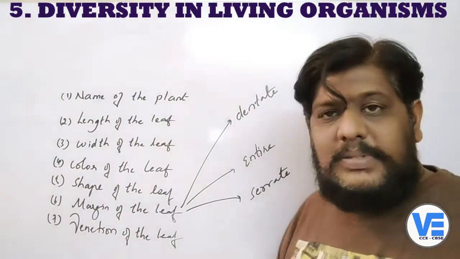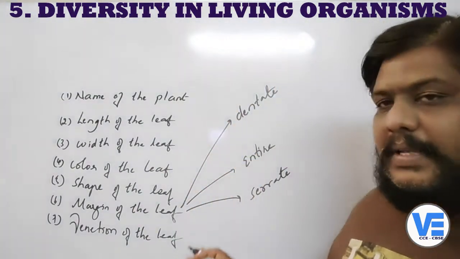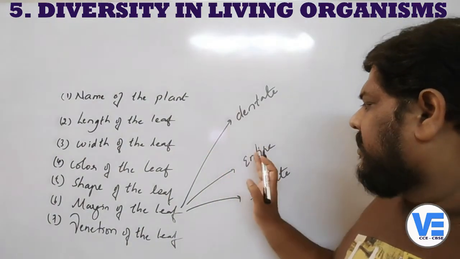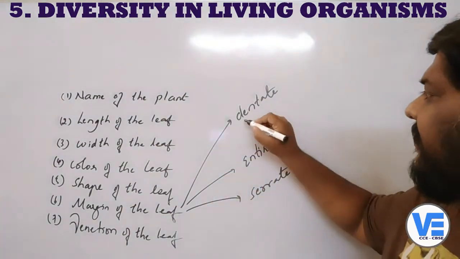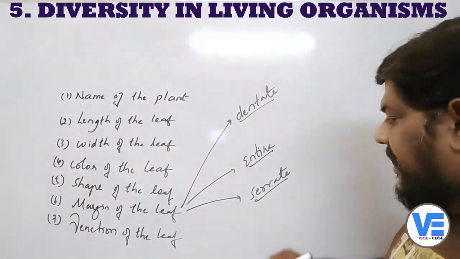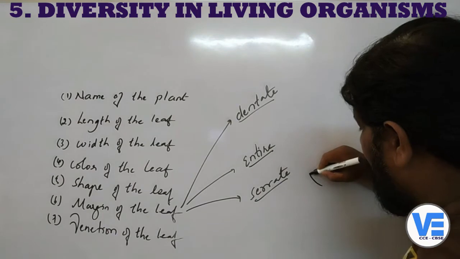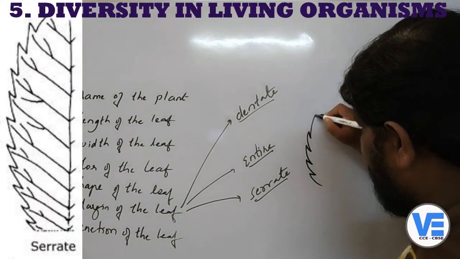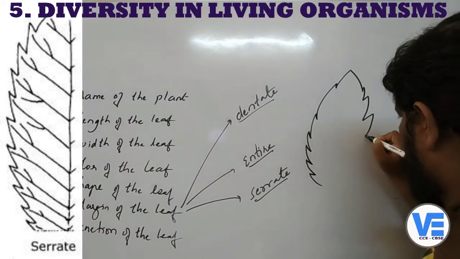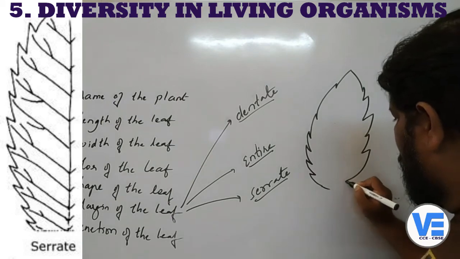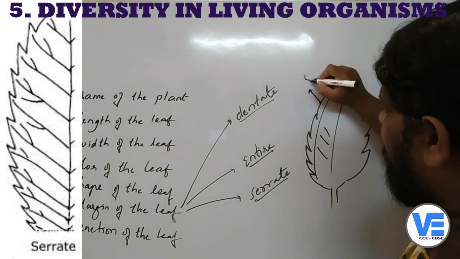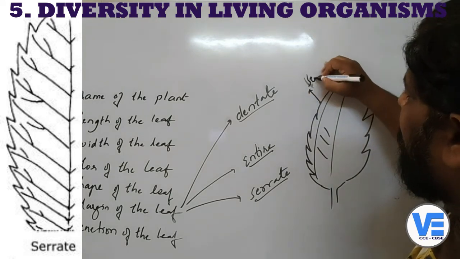There are so many other shapes, but I would like to explain only three of them now, since they are what you will find in most plants in your surroundings. The first one is dentate, the second is entire, the third is serrate. Serrate means that when you see the leaf, you will have cut-ends like this. A leaf with cut-ends like this is called a serrate leaf.